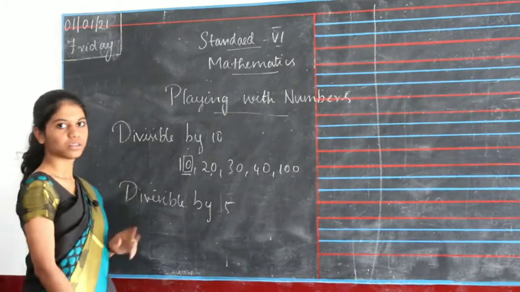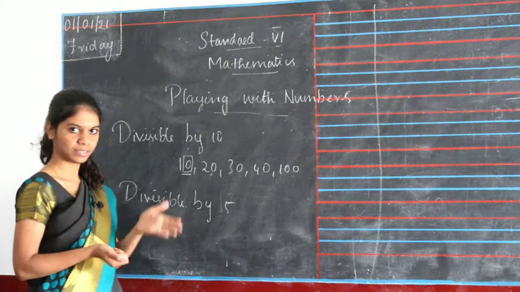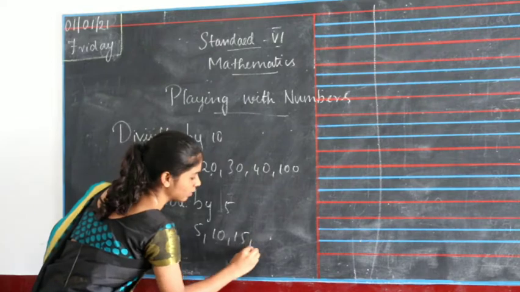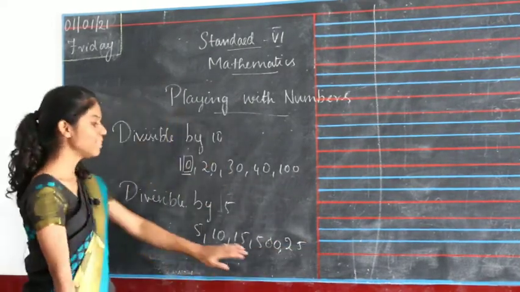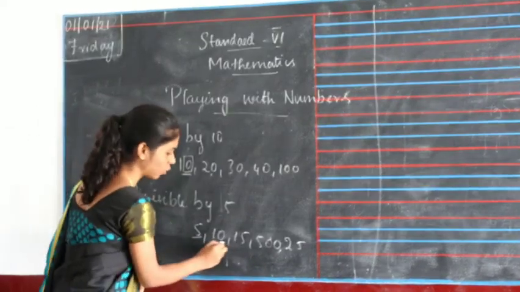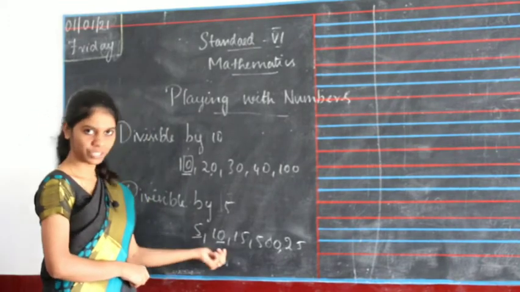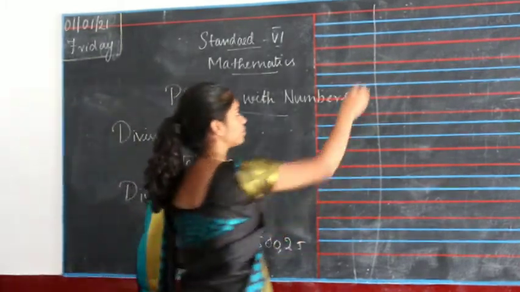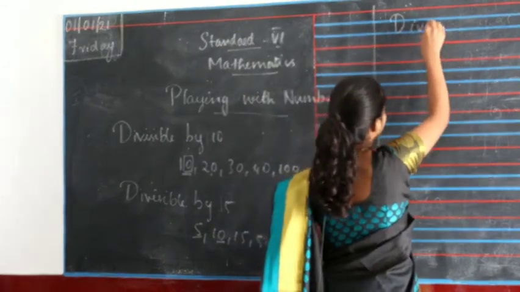Okay, so next, divisible by 5. To check whether a number is divisible by 5 or not is very simple. As I said, 5, 10, 15, 500, 25, all these numbers have two things in common, which is 5 and 0 in the unit place. So if a number has 5 or 0 in the unit place, then it can be divided by 5.